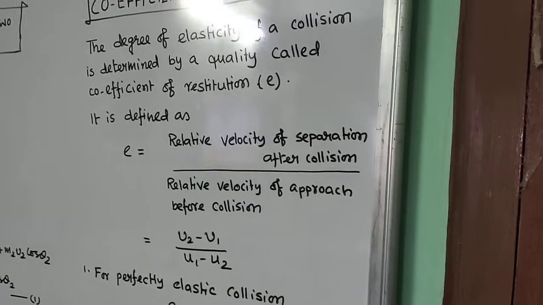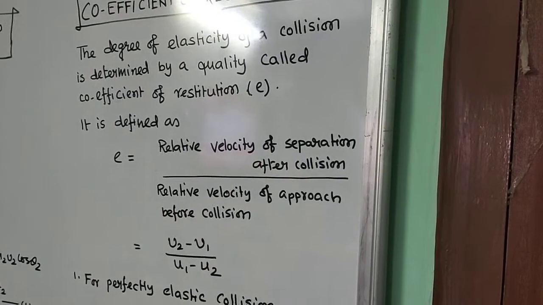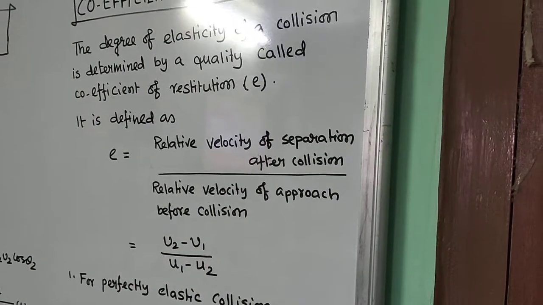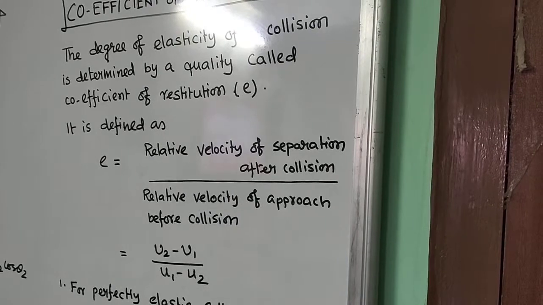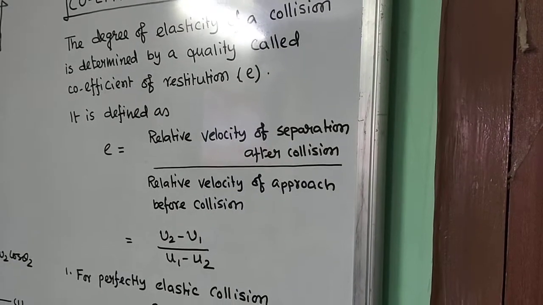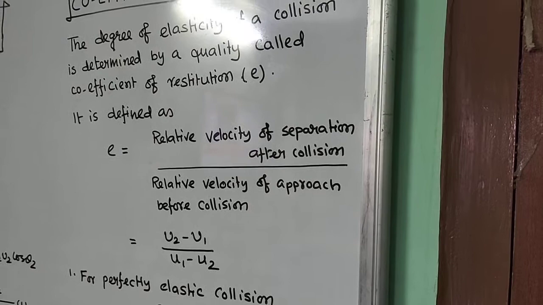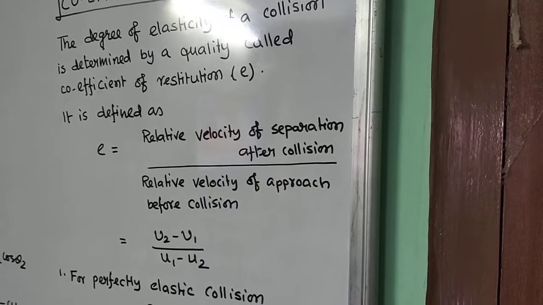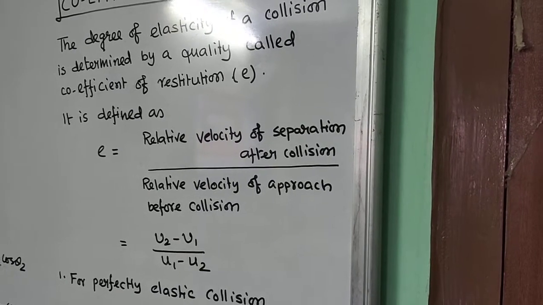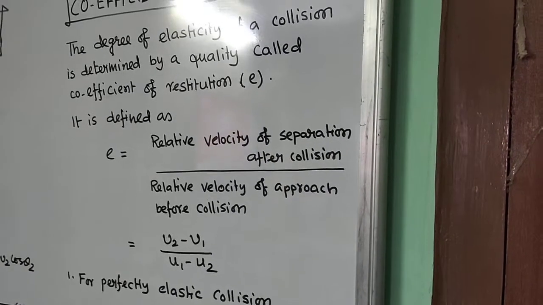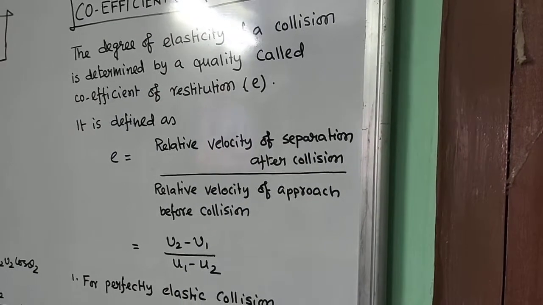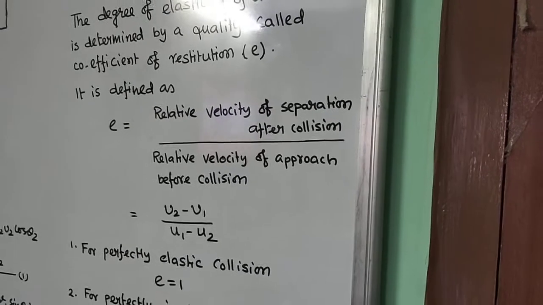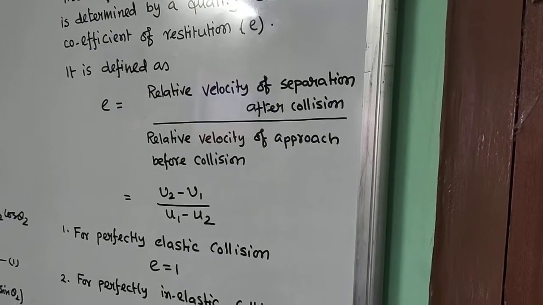If we consider any two objects, before collision they are approaching, but after collision they recede. So relative velocity of separation after collision divided by relative velocity of approach before collision is v2 minus v1 by u1 minus u2. In our previous discussion, for elastic collision we got v2 minus v1 equal to u1 minus u2. Please check the topic which we had discussed in our previous class. The general definition for the coefficient of restitution is E equal to v2 minus v1 by u1 minus u2.